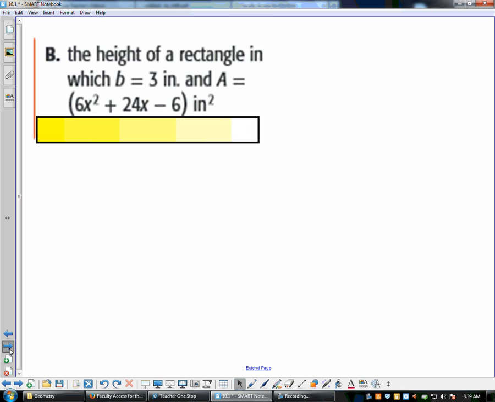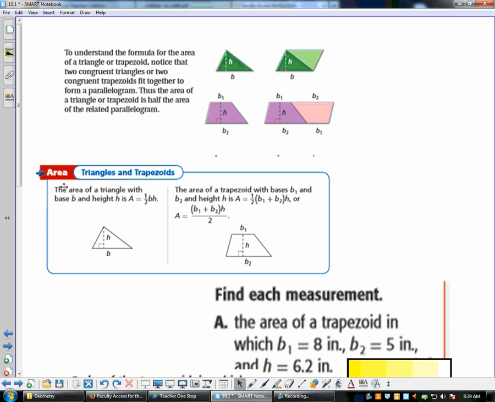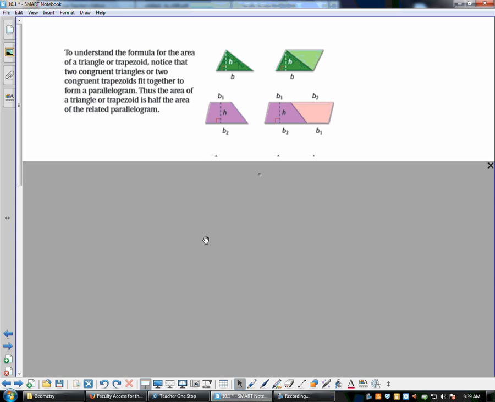Okay. I'm skipping that one. Okay, let's get to the area formula for triangles and trapezoids.